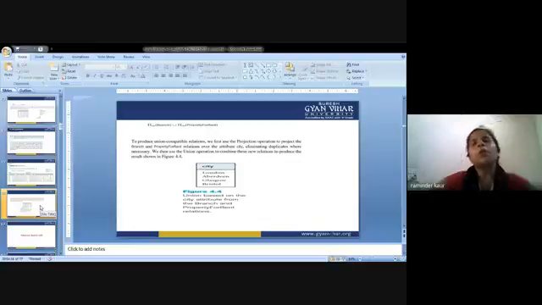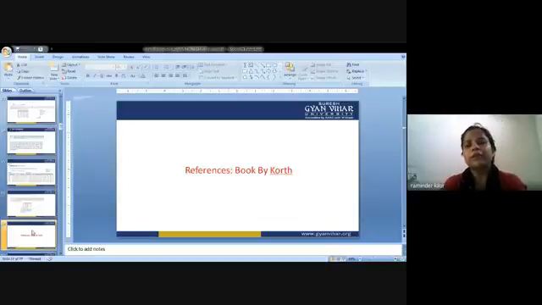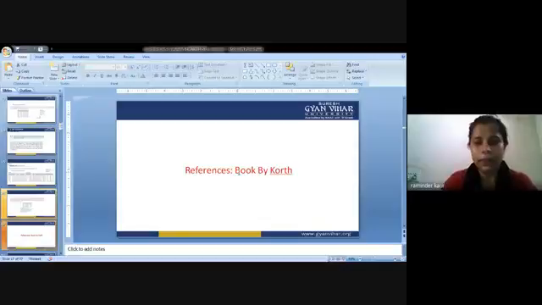So this was all about today's class. If you are having any query, then do let me know. This is the book that is given for your reference, a book by Korth. It is available in the Gyan Vihar University library, so you can get it issued there.